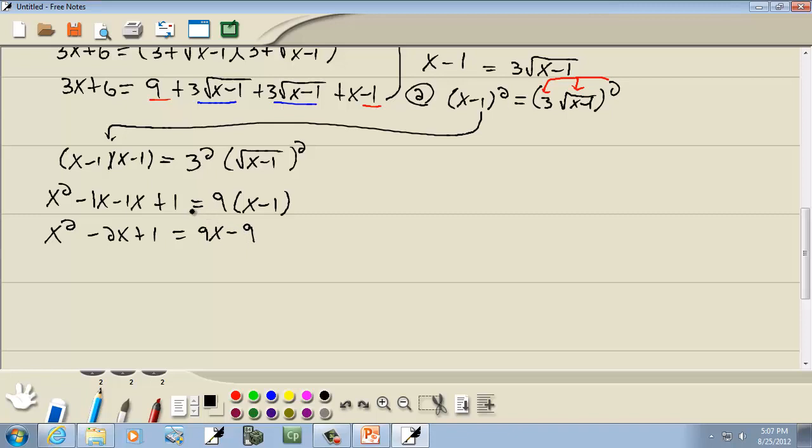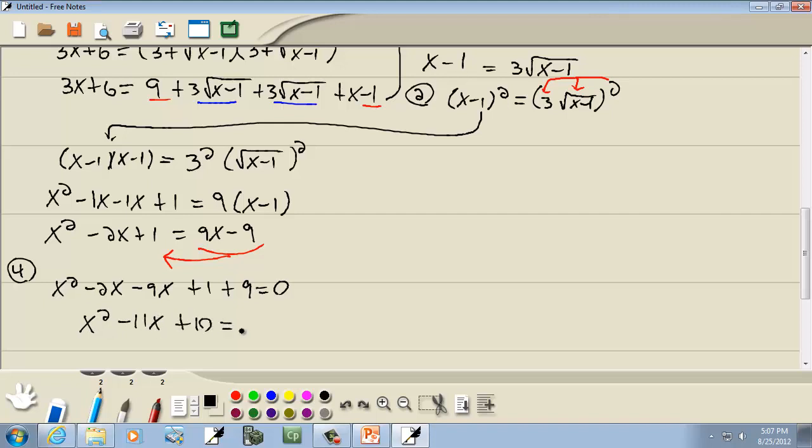Well, we're down to step 3. Step 3 says if more radicals, go back to step number 1. I don't have any more radicals. Well, step 4, solve for x. Well, this is a quadratic, so I want to get everything over on one side. So I'll take 9x minus 9, move them over to the left side. So I get x squared minus 2x minus 9x plus 1 plus 9. Remember, when you move anything across equals, the sign changes. Combine together like terms. I got x squared minus 11x plus 10 equal to 0.